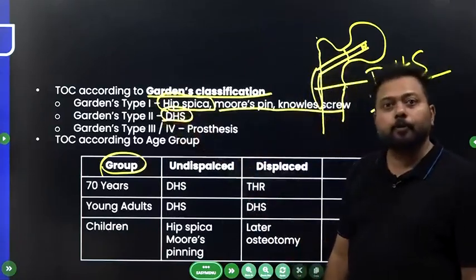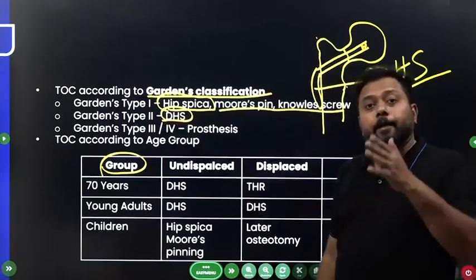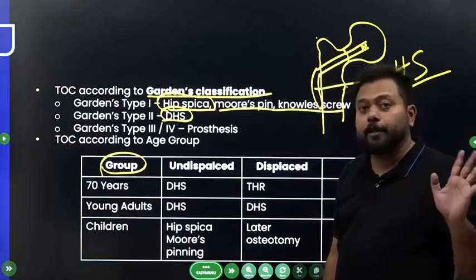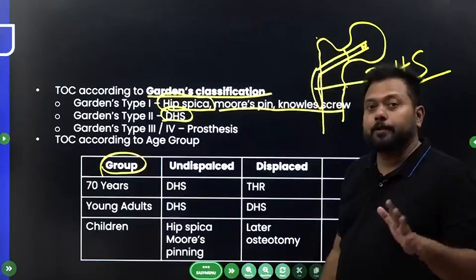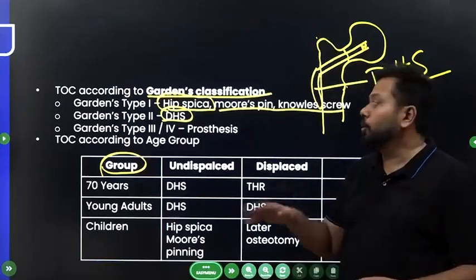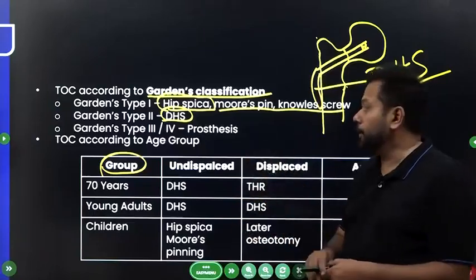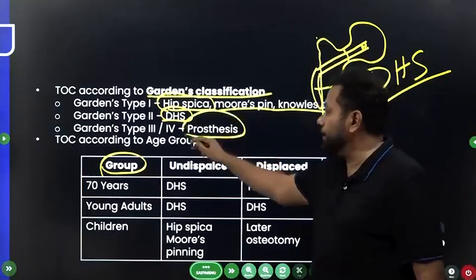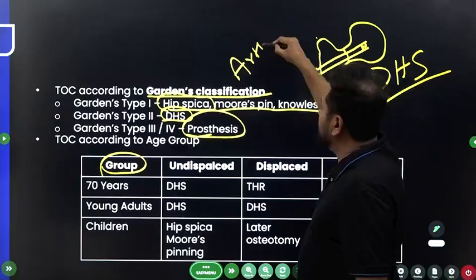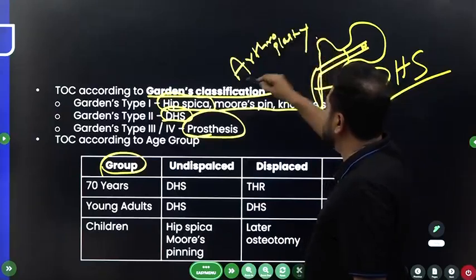If it is Gordon's type 3 or type 4, what is type 3? Complete fracture, partially displaced. Type 4, complete fracture, totally displaced. In that situation, you cannot preserve the original head. So go for replacement of the head and neck. That is called prosthetic replacement, joint replacement, arthroplasty. Arthroplasty means joint replacement.